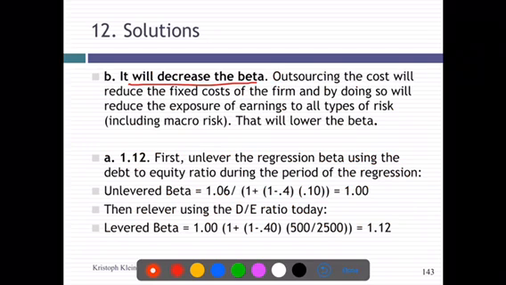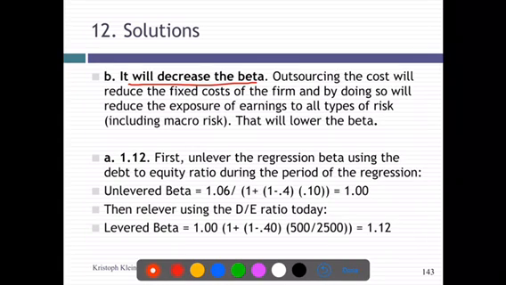Like I said, this is a 2-step process. The first step is to unlever the beta. So we're going to take the beta from the regression, 1.06, and divide by 1 plus (1 minus 0.4, the tax rate) multiplied by 0.1, which was the debt to equity ratio during the regression period. And that's going to give us the unlevered beta of 1.00. So that's the beta if the firm is completely unlevered, right? If there's no debt whatsoever.